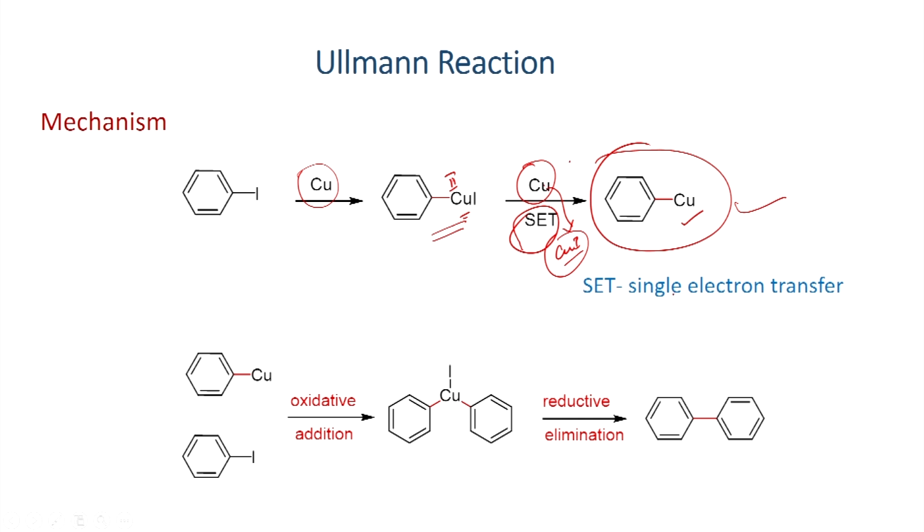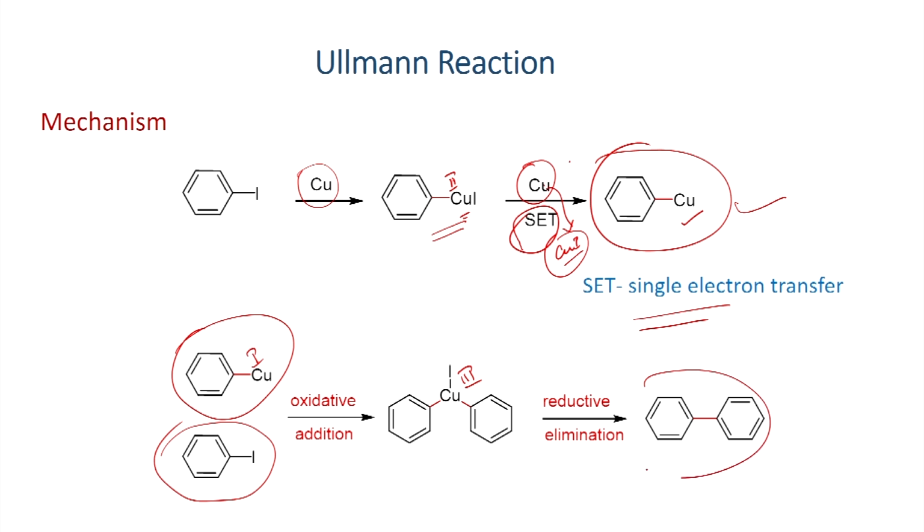This takes place via a single electron transfer process. Once you form this one, it can react with another molecule of iodobenzene, as you can see here, again oxidative addition, and this is copper 1. So by oxidative addition, it will be converted into copper 3. Once you form this one, it can give the product by reductive elimination, and you will be able to get copper iodide.